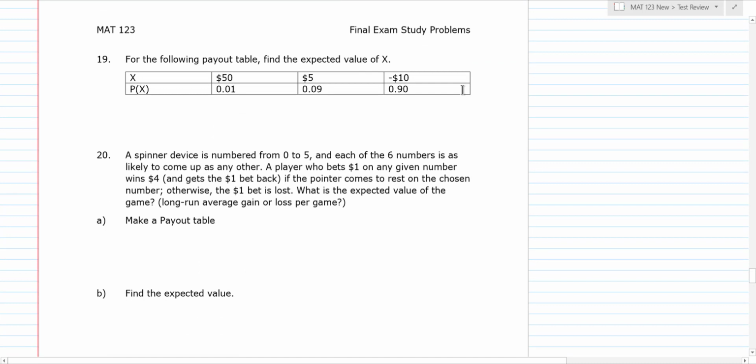Okay, now I'm going to go to expected value. So this is a payout table, and we're going to do the expected value. So remember, when you do expected value, you just multiply. You do 50 times 0.01 plus 5 times 0.09, and then negative 10 times 0.90. You want to notice that these probabilities all add up to 100%.